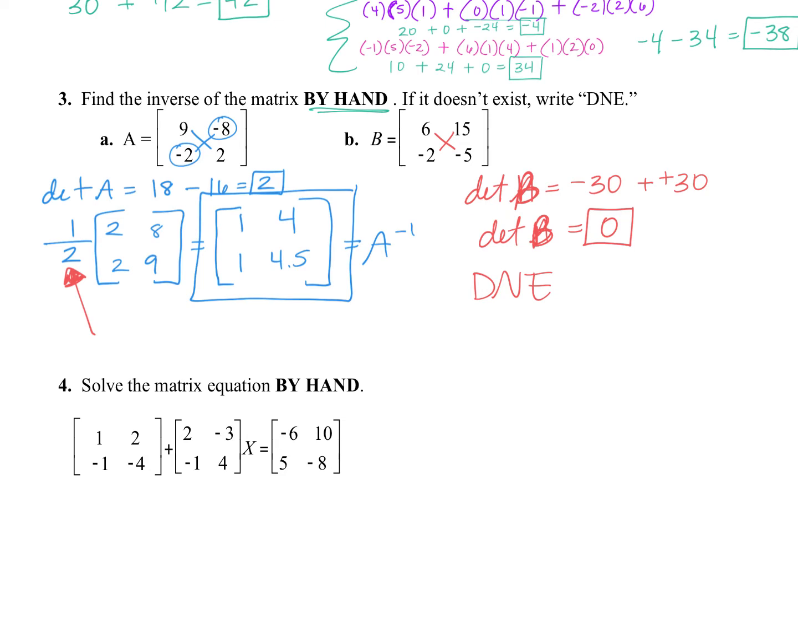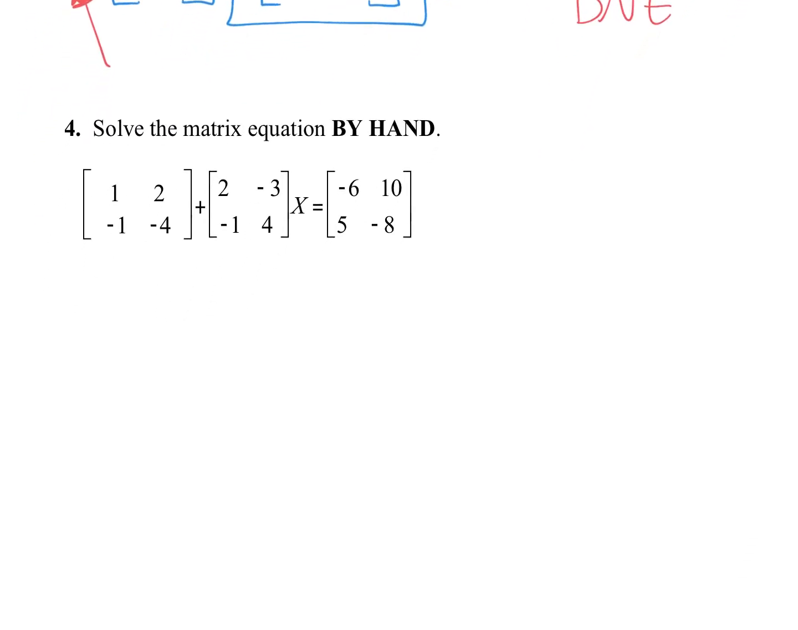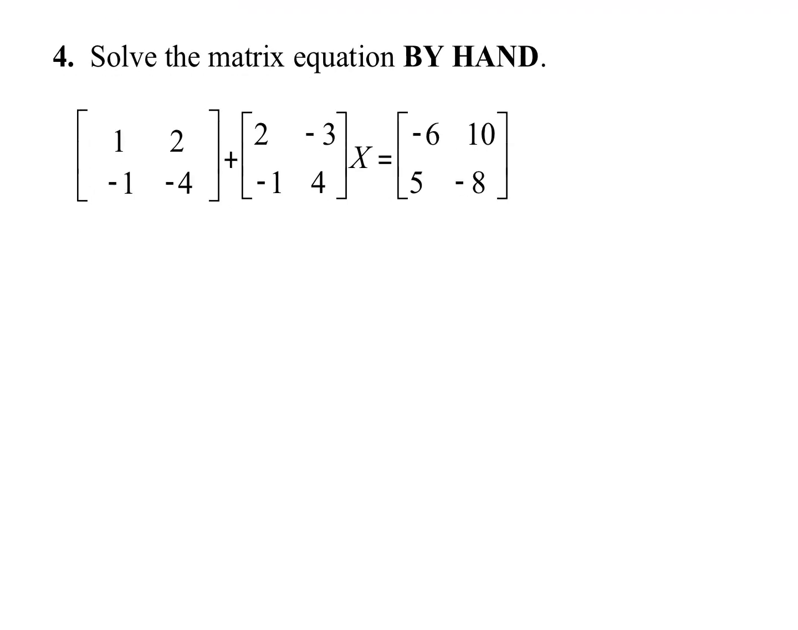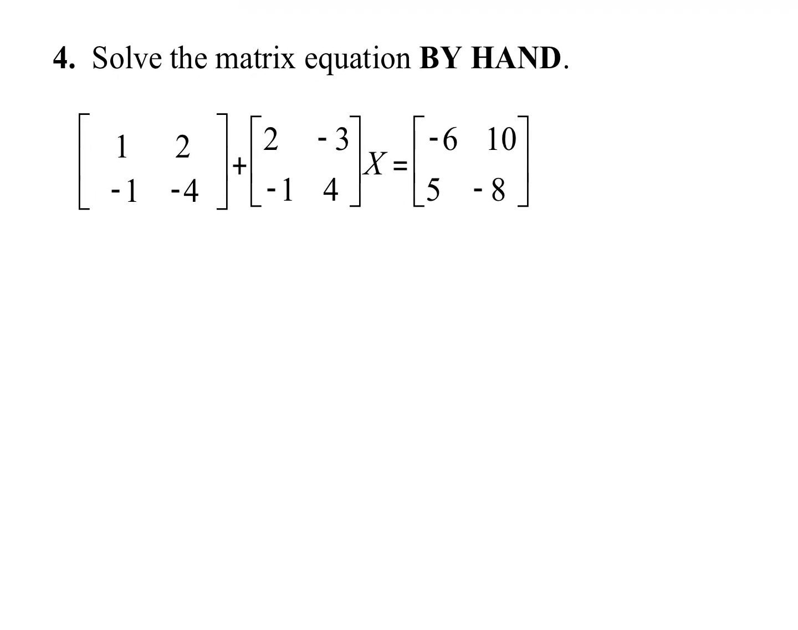Okay, next one. This one says to solve the matrix by hand. What's the first thing you're going to do here? If you said subtract, you're correct. We want to get this matrix out of here. Okay, so we're going to subtract that whole matrix from both sides of our equation. I'm just going to write it on the one side though. So we're subtracting 1, 2, -1, and -4.